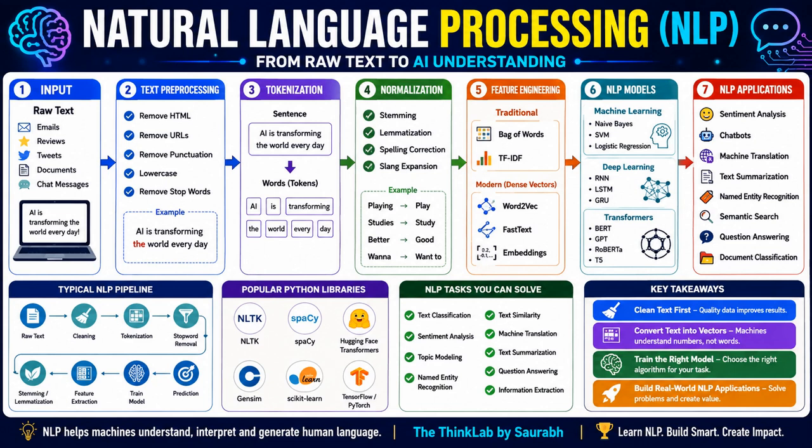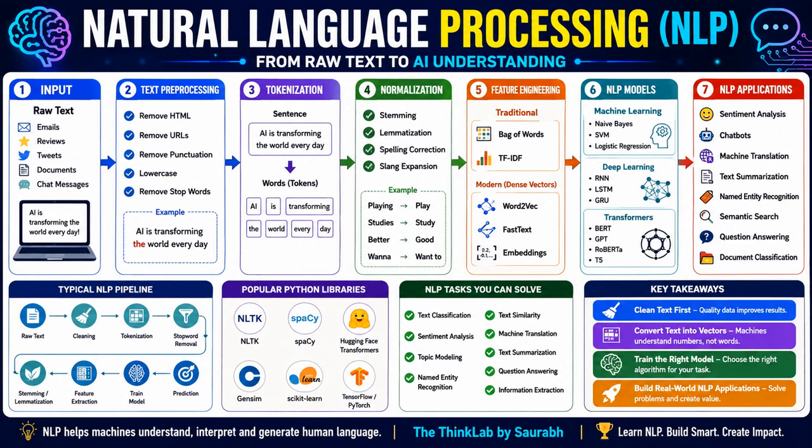The next technique is lemmatization. Unlike stemming, lemmatization uses vocabulary and grammar rules, so it returns a meaningful dictionary word. For example, running becomes run, studies becomes study, and better becomes good. Lemmatization is computationally more expensive but more accurate.